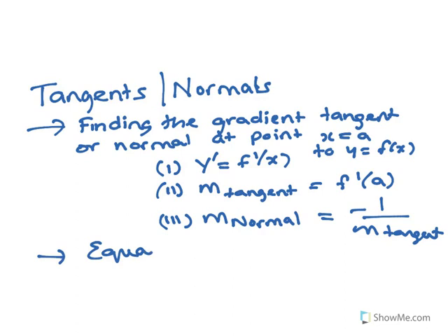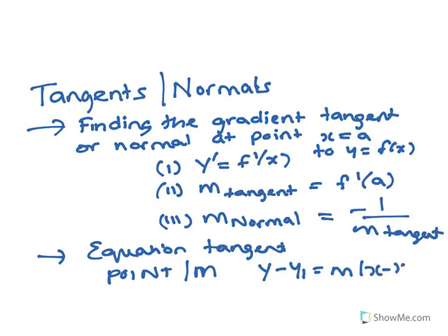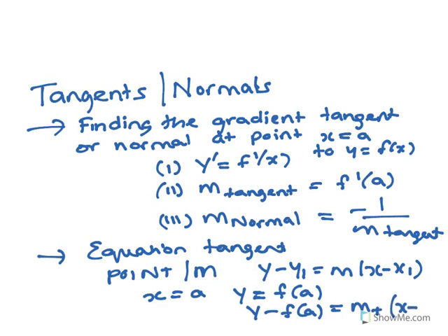If you want the actual equation of the tangent, then you also need a point. So you need the gradient and the point. And then you use y minus y1 equals m times x minus x1. So if you haven't got a point already, you get your x equals a and you put it into the original function and find f of a. Then it's y minus the y value, which is f of a, equals the gradient of the tangent, times x minus a. So you just put it into that formula and into that equation.